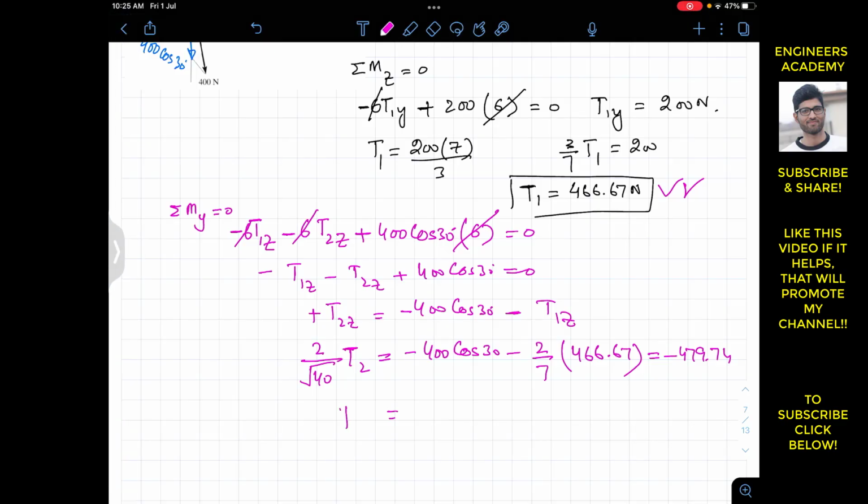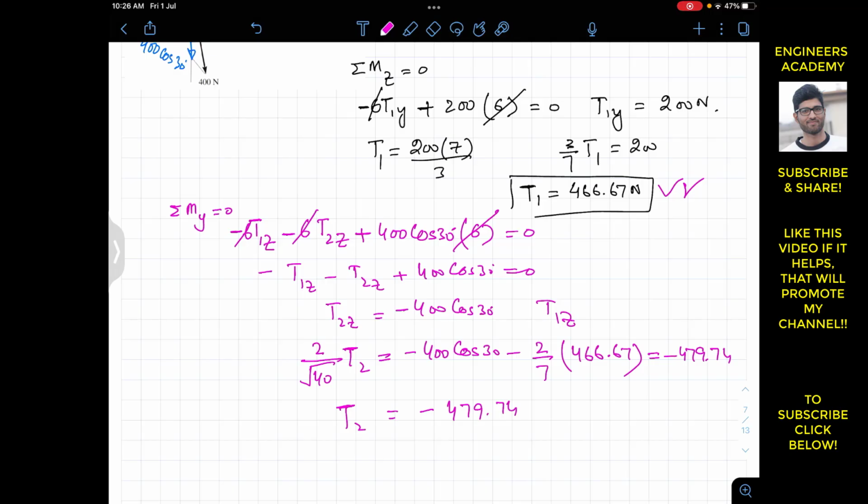And since we want to find T2, this will be minus 479.74. We did a small mistake here. If this is minus T2z, if I bring this to the other side of the equation, this will become minus and this will become plus. So let me justify that equation.